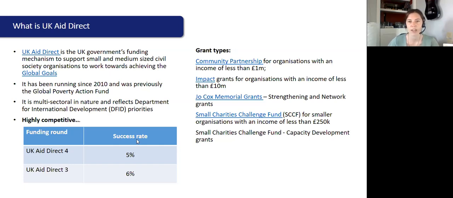You can see here on the right hand side the different types of grants that fall under the UKA Direct fund. I won't go through all of them, and as I say, we're focusing on community partnership and impact here today. The Joe Cox Memorial Grants were a one-off funding round, and SCCF, or the Small Charities Challenge Fund, is open at the moment, and there's information available on our website.